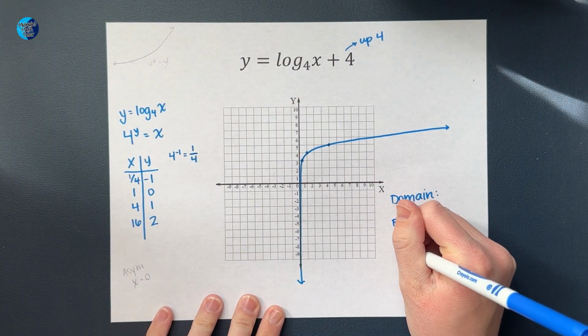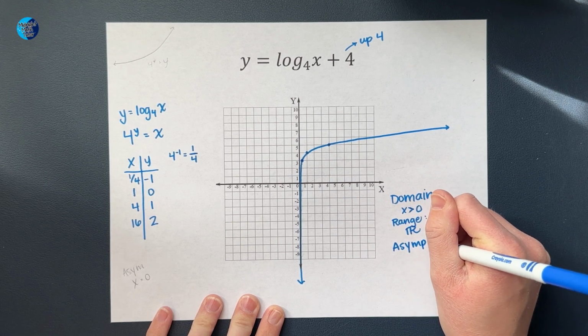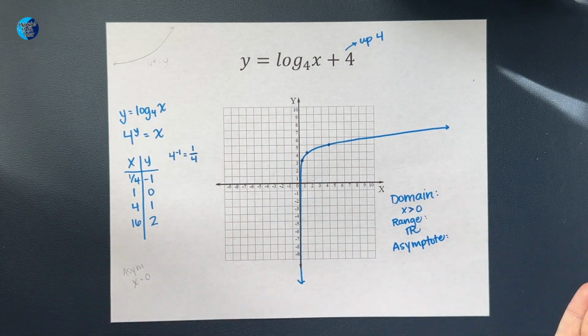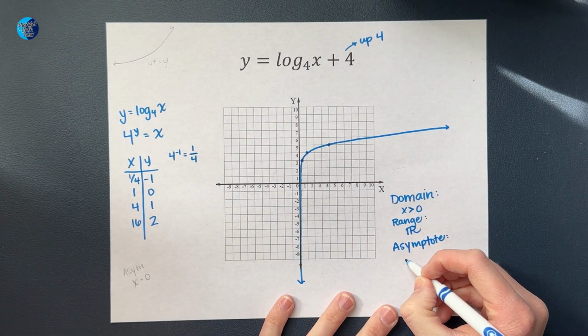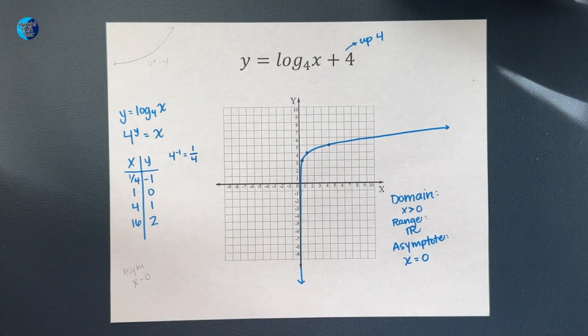And then sometimes you may also want to identify your asymptote. Our asymptote on this, it didn't change from our parent graph because we didn't shift left or right. We just shifted up. So my asymptote is still x equals 0. All right, there's my graph.